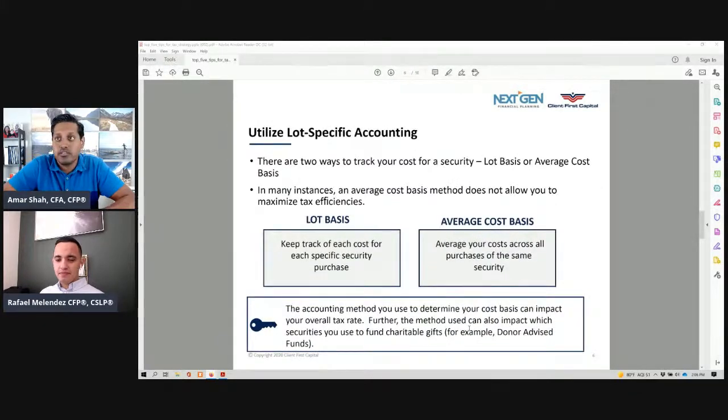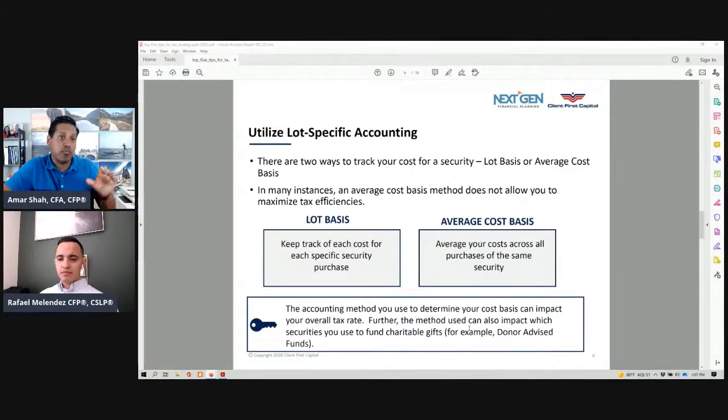So the next thing that we wanted to talk about is utilizing lot-specific accounting. Fidelity, Schwab, TD Ameritrade, all the brokerages, use what's called average cost basis by default. It's the easiest way to track the tax basis, as well as making sure that the tax reports are simple and easy to read. But we're here to say that if you're in a higher tax bracket and you want to be more tax efficient, you probably want to do lot basis. With lot basis, you're keeping track of each individual purchase as a separate line item, instead of averaging all the purchases together to get an average cost basis. And this can do a lot in terms of managing your tax situation.